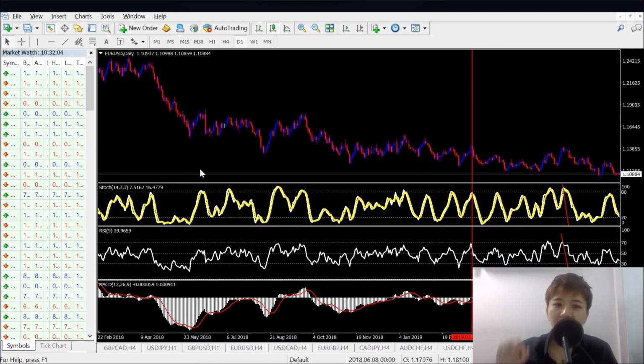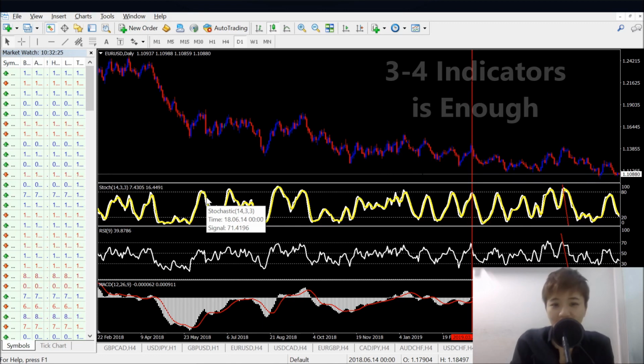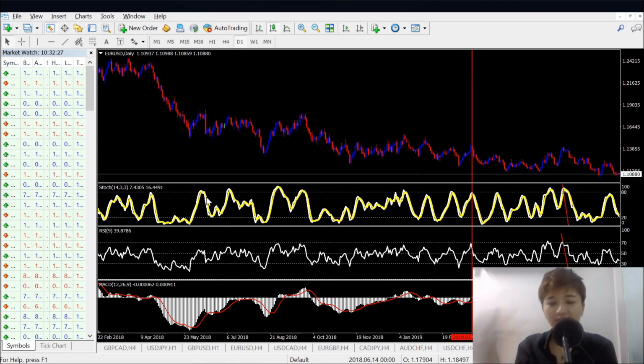But most importantly, don't use too many indicators. I know I've shown you a lot, but showing you all these indicators doesn't mean you need to use them all. You just need to pick 3 to 4, that is enough. Maybe 1 from volatility, 1 from trend, 1 from momentum, and that's enough. Minimum 3. Then you add that with price action, then you're good to go.